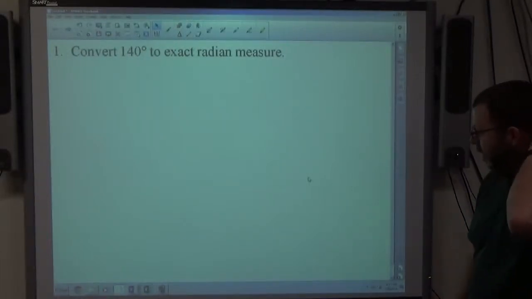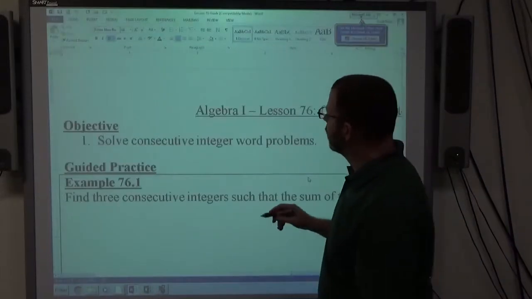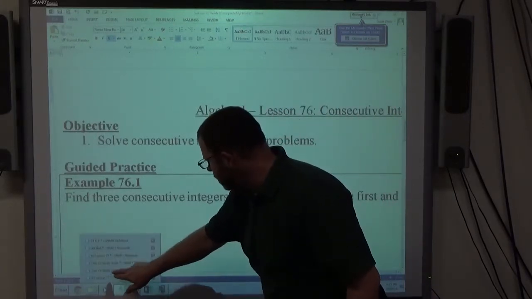Alright, the Chapter 5 Test Study Guide. The first question asks us to change the degree measure to radian measure.